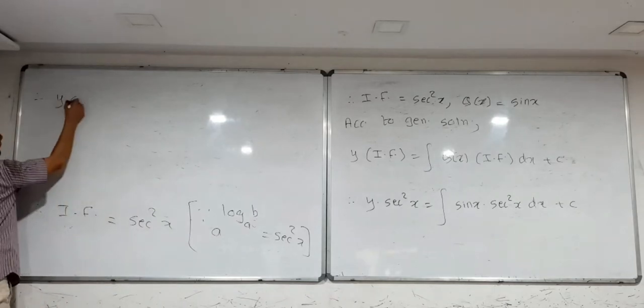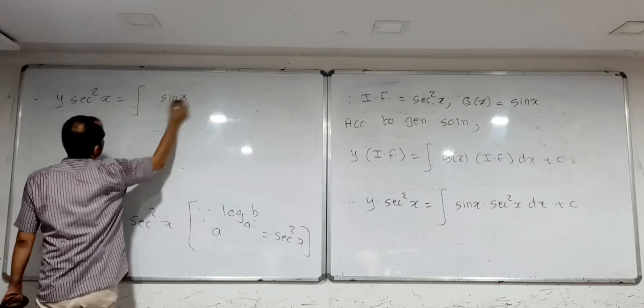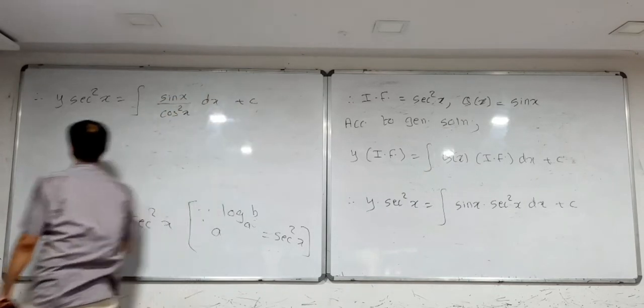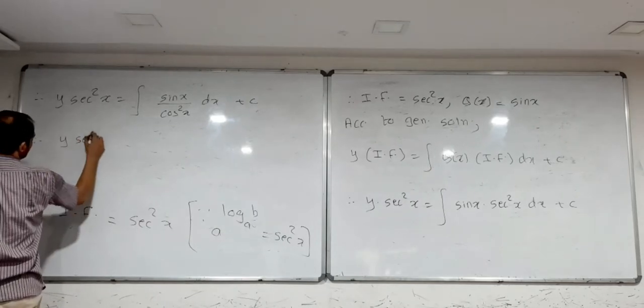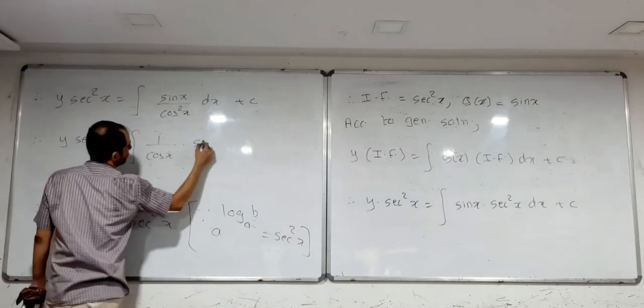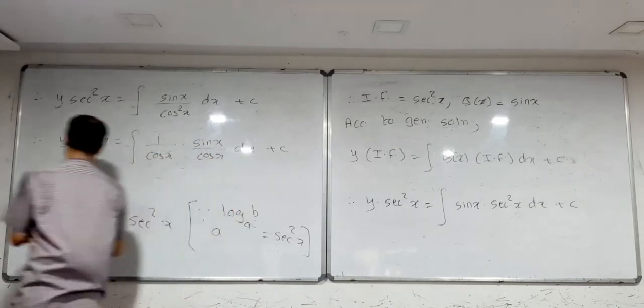So y into sec square x is integration of sin x upon cos square x dx plus c. कुछ स्टूडेंट्स ये इजी होता है, so they end up messing it up. तो 1 upon cos x into sin x upon cos x बेसिक होता है, याद रखना पड़ता है, plus c.